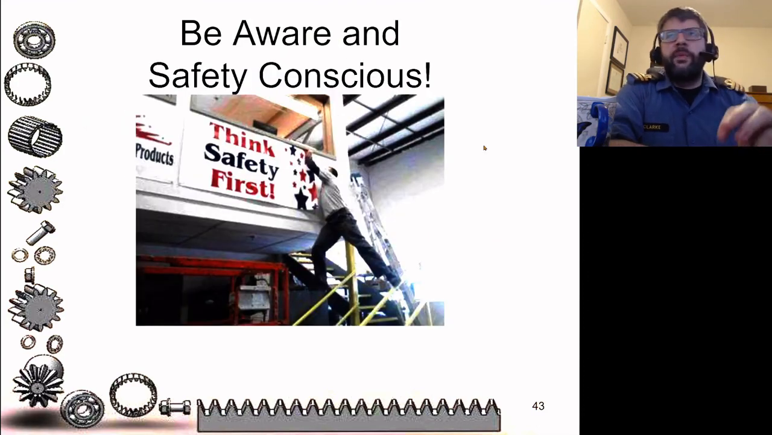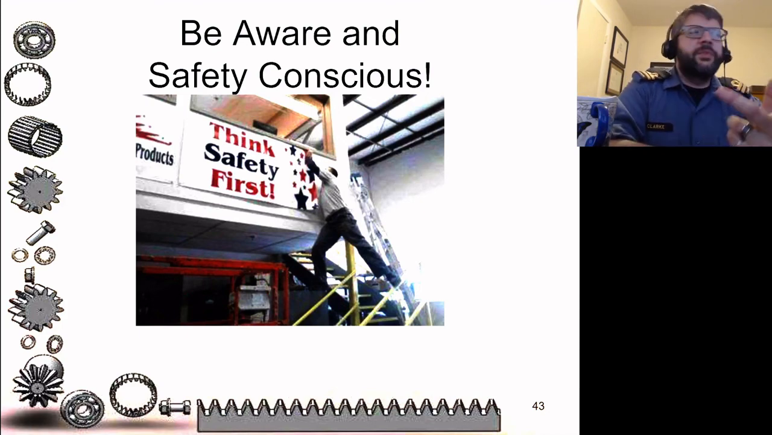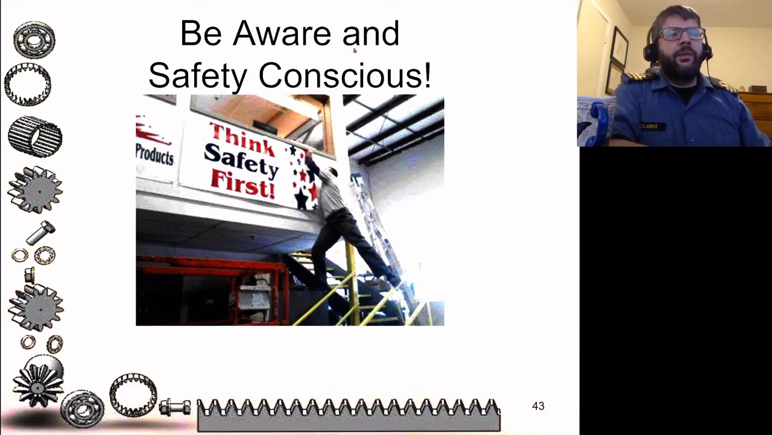But yeah, be aware, be safety conscious. Don't do what Donnie don't does here. Don't pay lip service to safety. Don't throw up the think safety first banner in a completely unsafe manner. Don't let other people do unsafe things around you. But yeah, and we'll move on to the risk analysis lecture in a bit.